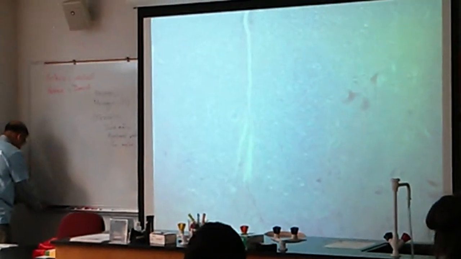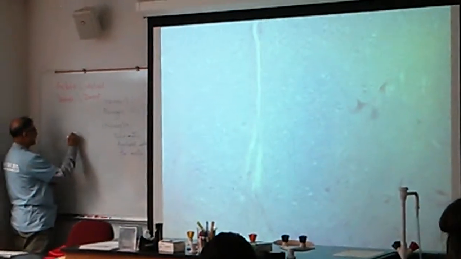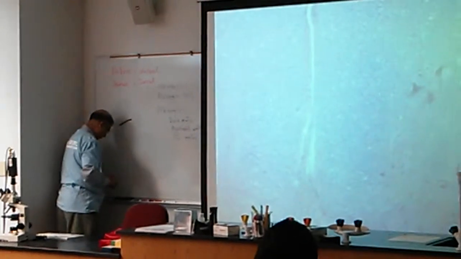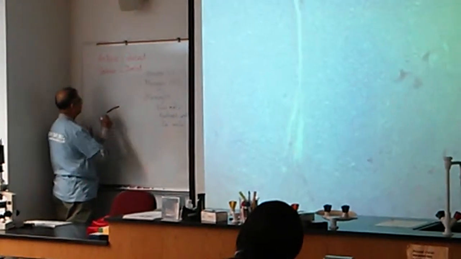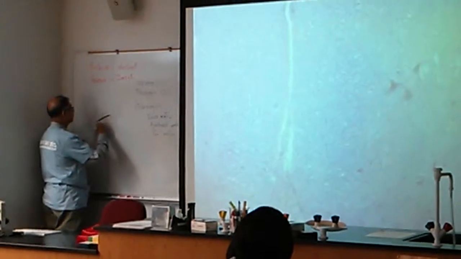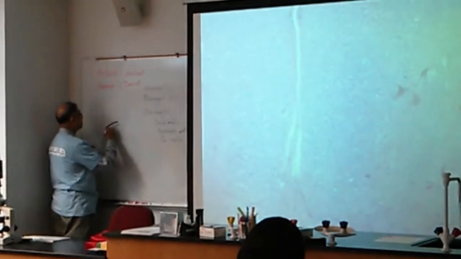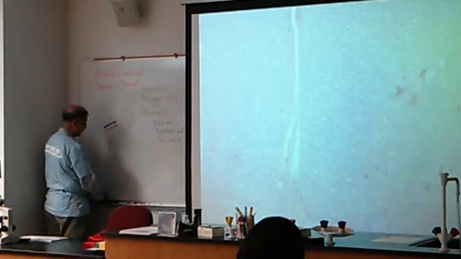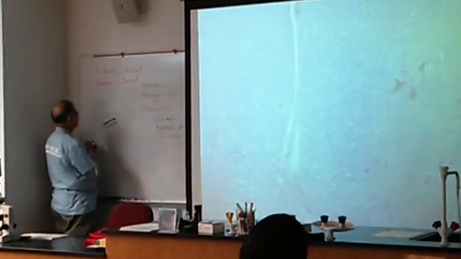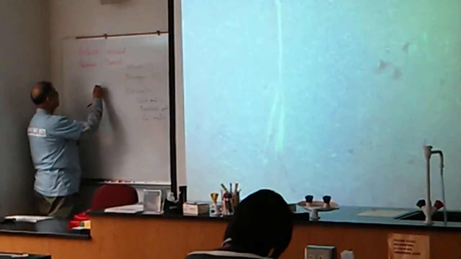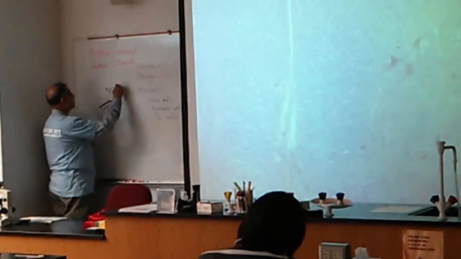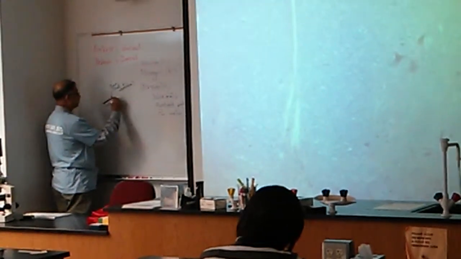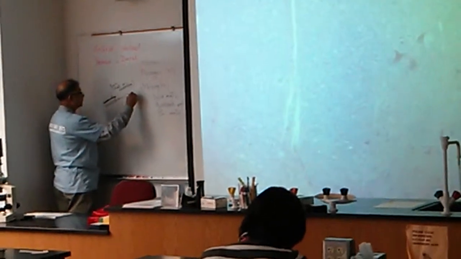Suppose we have, this is the skull bone or the vertebra, the tough layer. This is the bone, could be skull or vertebra. This is dura mater.